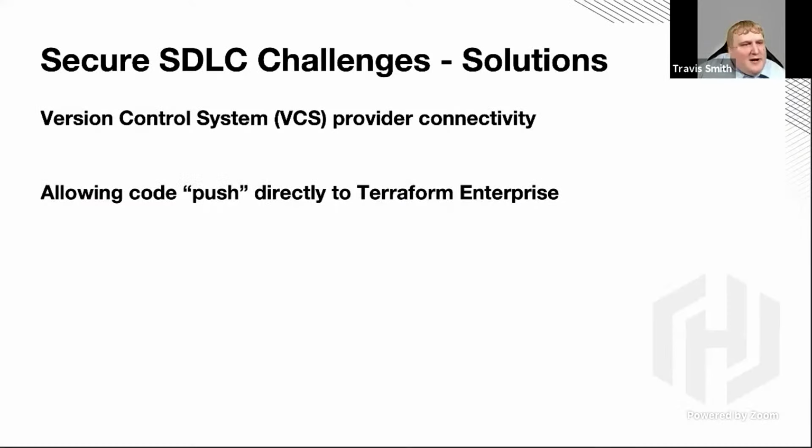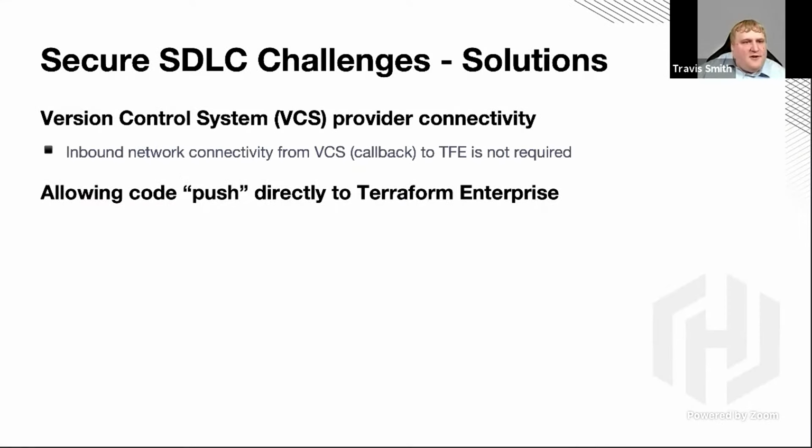So let's talk about how we solved each of those problems just a little more in detail. The first one, we don't have any inbound access. So again, our build hosts are reaching out to our VCS rather than our VCS reaching into our Terraform Enterprise. So we don't have to worry about any kind of inbound network access. And all of our outbound access, we'll talk about that on the next slide, I believe.